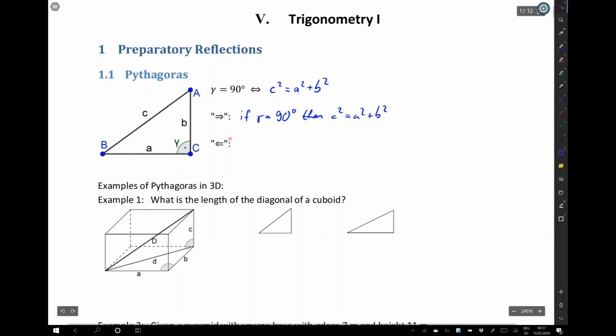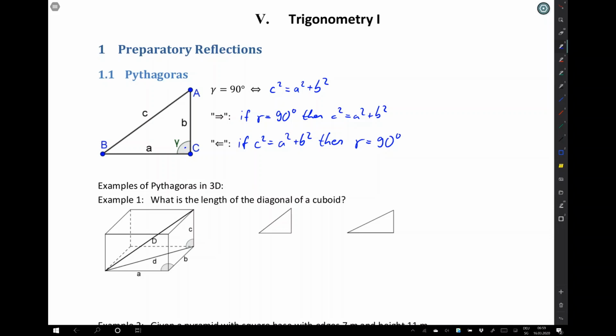What does the left arrow mean? It says that also the opposite conclusion is correct. This means if c squared is equal to a squared plus b squared, then the gamma is 90 degrees.